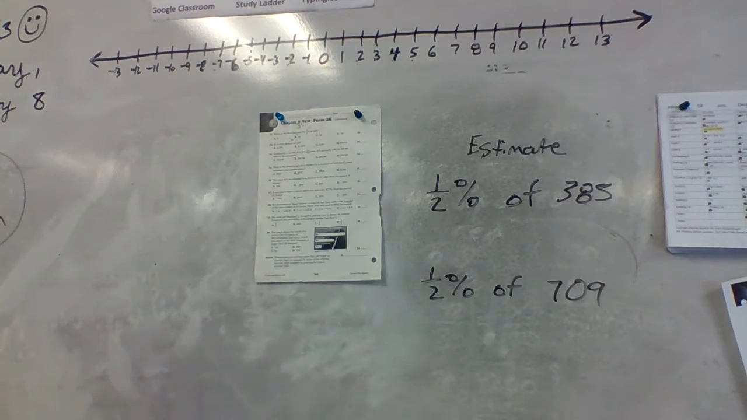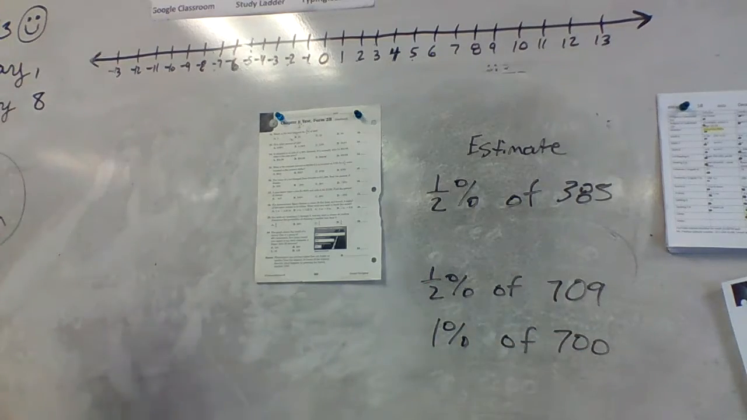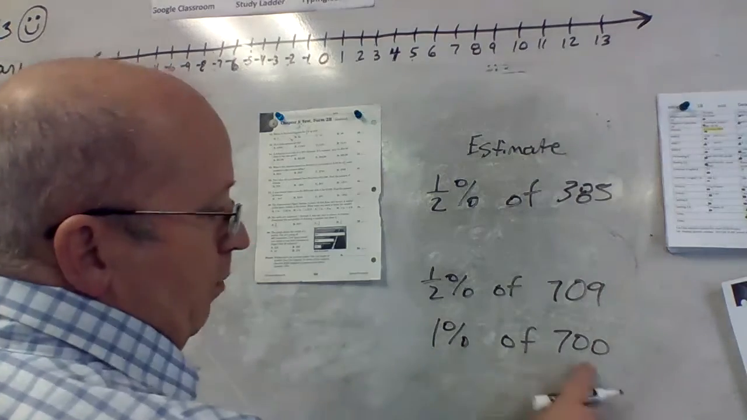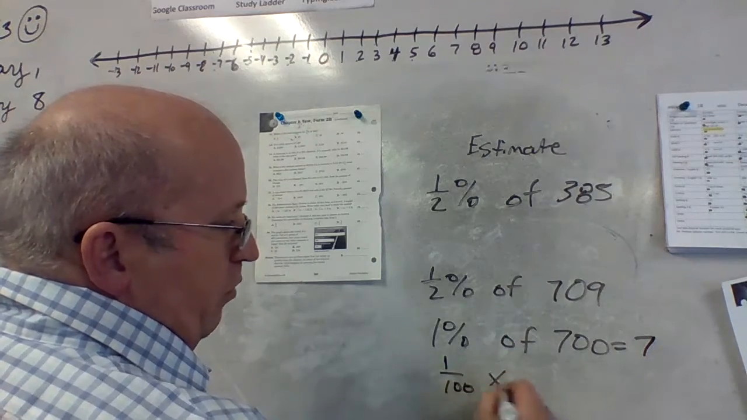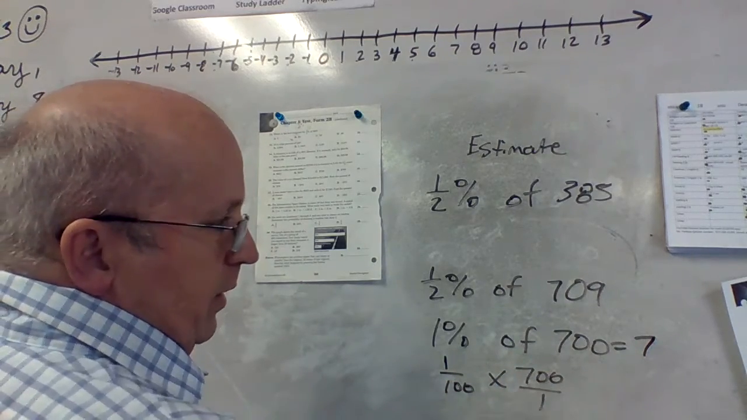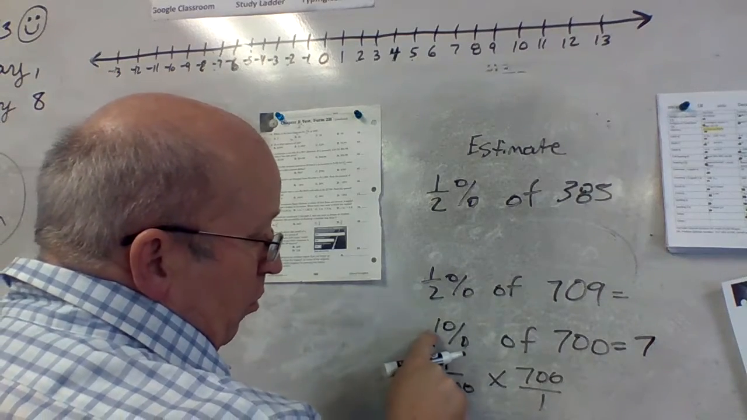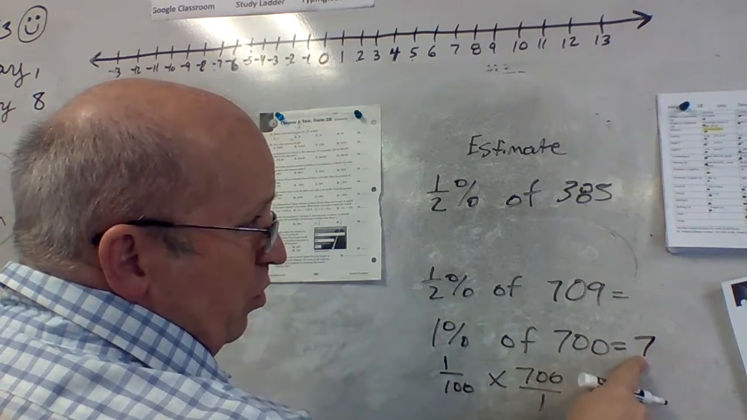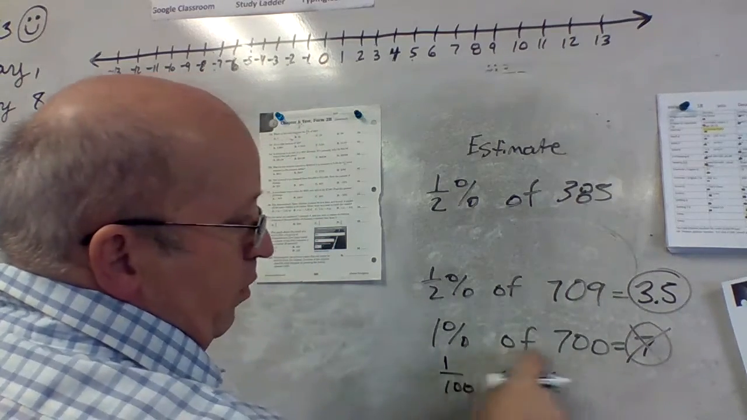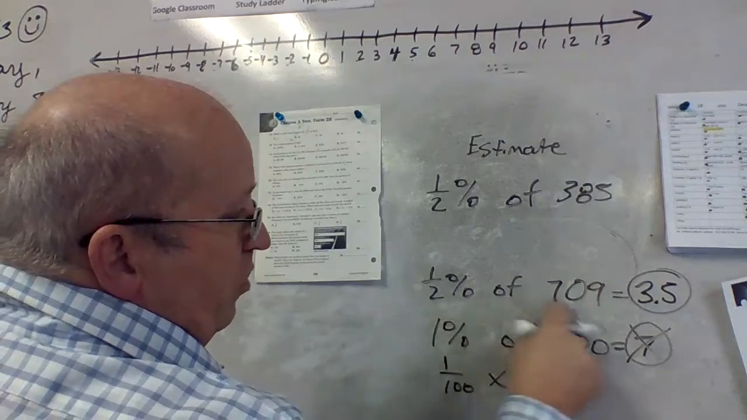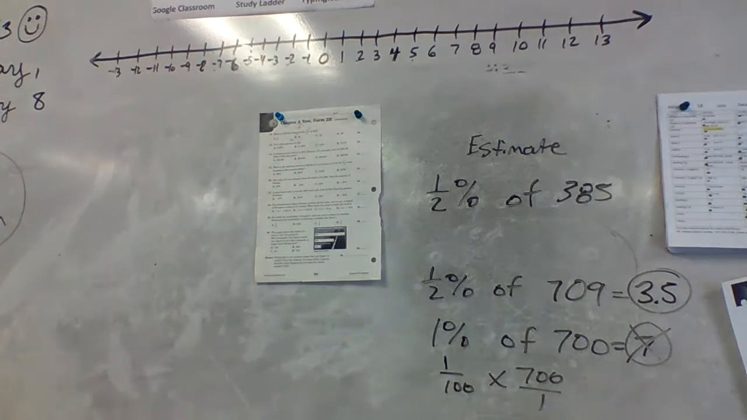Well, the first thing I would do is think about 1% of 700. I know that 1% of 700 is the number 7. Where did I get that from? 1 over 100 times 700 over 1 gives me that. Now, if that's true, I know that 0.5% is half of this number. So why don't I just take this number and divide by 2? And I get 3.5 as my answer, right? 7 is 1% of 700. So 1/2% of 700 would have to be about 3.5. We're only looking for an estimation there.